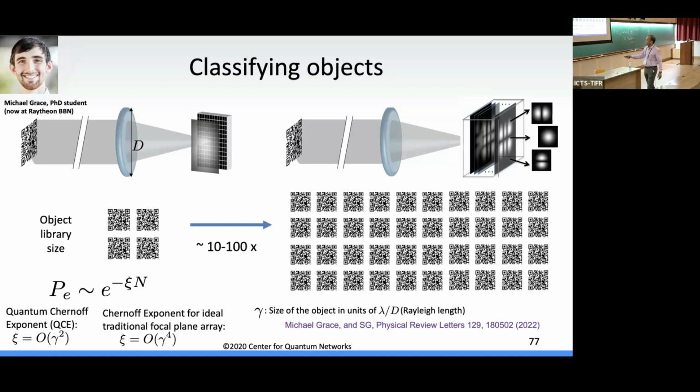So if you write down the probability of error, it comes out as e^(-ξn), where n is the total photons you integrated. And Michael and I showed that this ξ goes as order γ² for the best receiver, where γ is the angular length of the object in λ/D units. Whereas if I use an ideal focal plane array, this goes as γ⁴. So it's a huge separation, which could mean that you can resolve 10 to 100 times better compared to a traditional receiver.